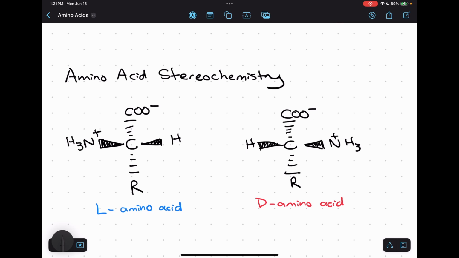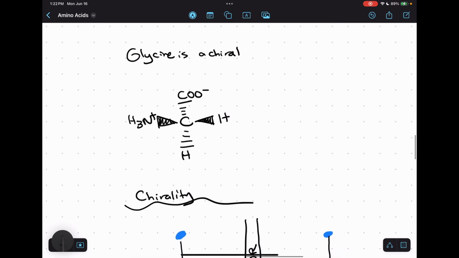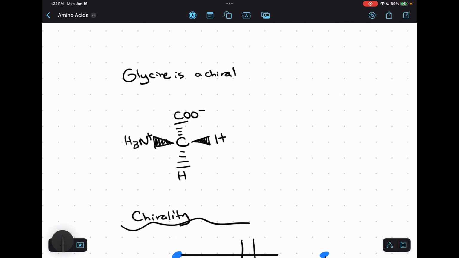As we learn more about amino acids, it's super important to have a good grasp of their stereochemistry. What on earth does that mean? Well, we can actually start by talking about this idea of chirality. I can say that all 20 except for 1 of the proteinogenic amino acids are chiral, and the only one that isn't is glycine. So we can start by going over here and looking at the structure of glycine.